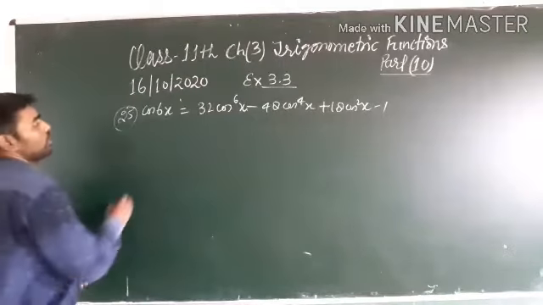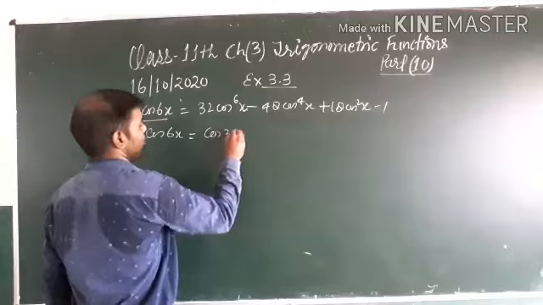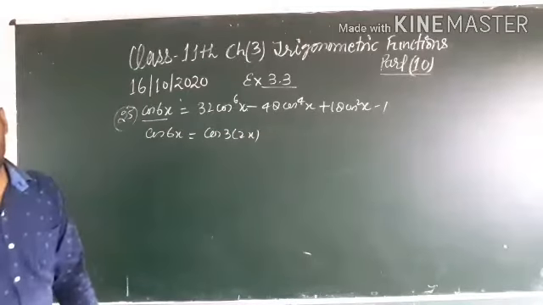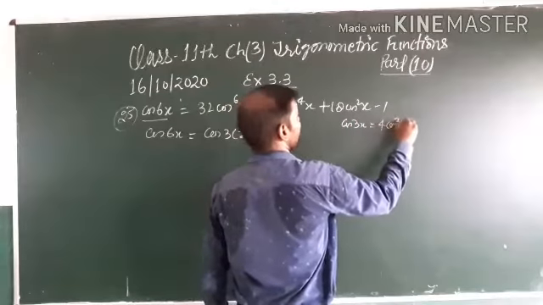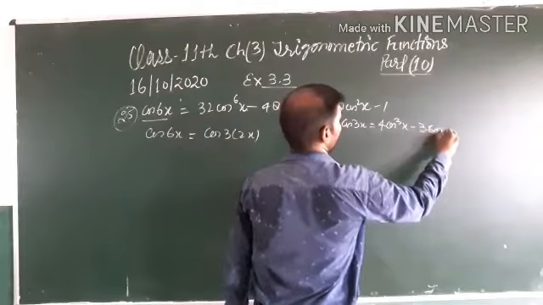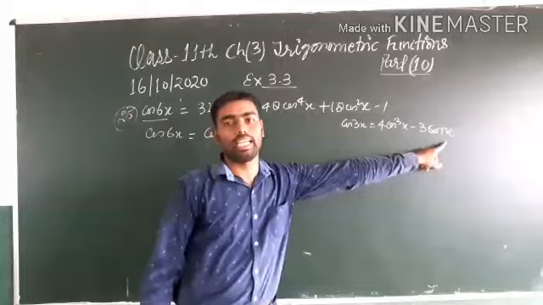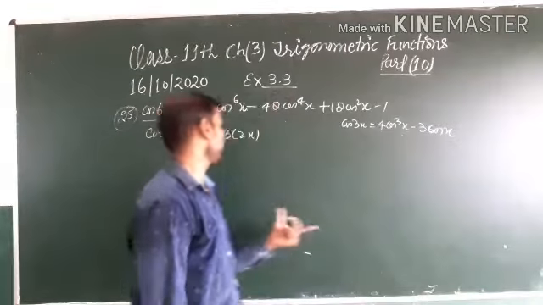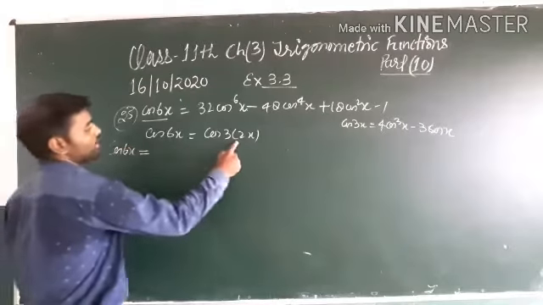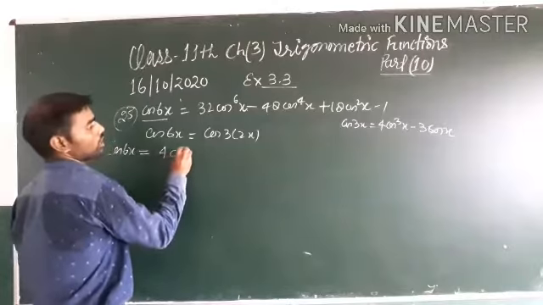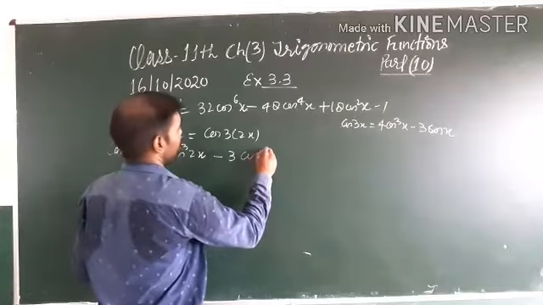Now cos 6x can be written as cos 3 into 2x, and we know a trigonometric identity: cos 3x is equal to 4 cos cube x minus 3 cos x. So we use this trigonometric identity in the given question. So this cos 6x is equal to 4 cos cube 2x minus 3 cos 2x.